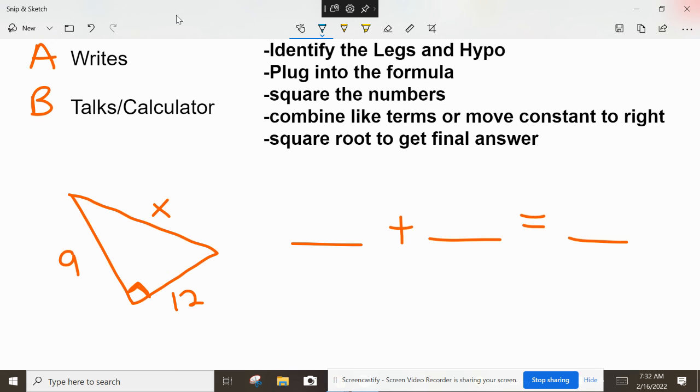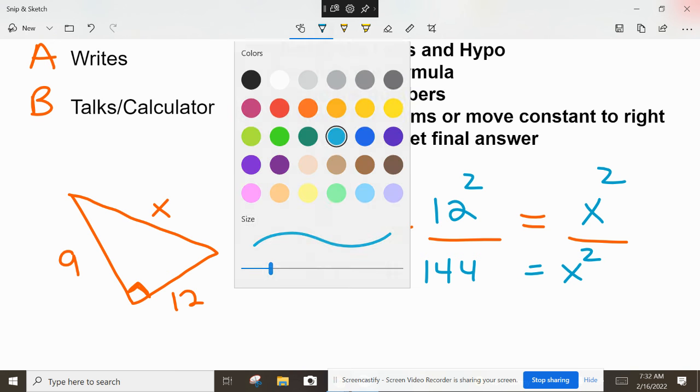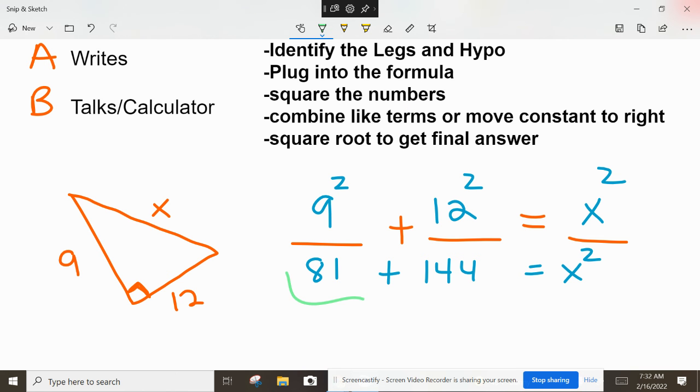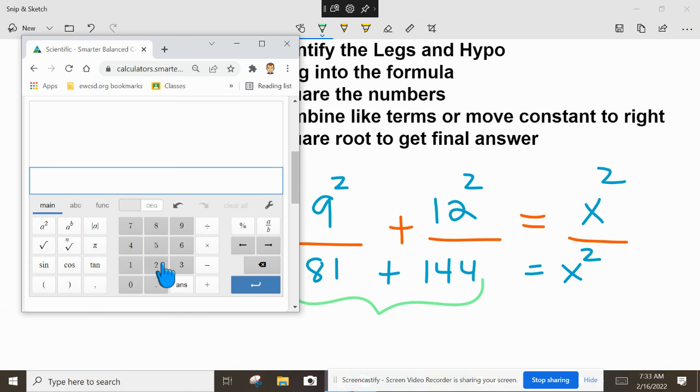All right, now let's go ahead and solve this. So I would say 9 squared, right, plus 12 squared equals x squared. That's how I would want it to be set up, okay? And I know 9 squared is 81, plus I know 12 squared is 144 equals x squared. And then now I look at this and I'm like, okay, and I'm going to use a different color so you can see it. I'm going to combine like terms, right? So for this one, I am going to bring in the calculator to finish this off, all right? So it's going to be what?